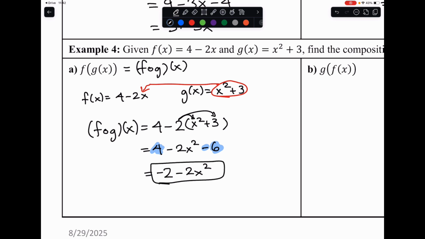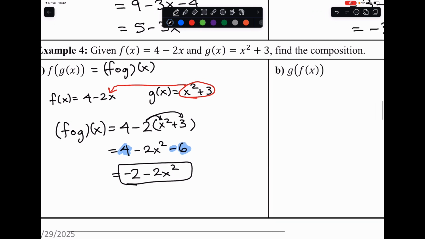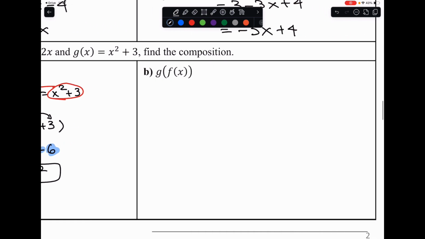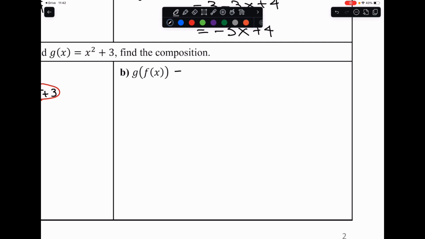Let's now look at the last example. Let's use the same two functions, but now let's write it backwards. So now we want to do the golf. This notation means we're going to do the composition in this order. So the function on the right, f, gets plugged into g. So I'm going to put them in that order.